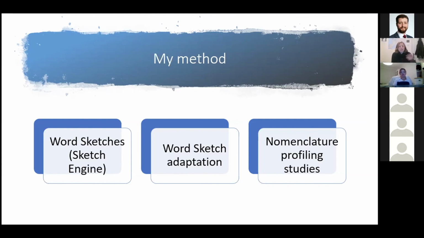And then I will describe in just a moment. Once I'd decided to use this feature, I went on to adapt the word sketches to look solely at the terms of interest. And then finally, I developed what I've called nomenclature profiling studies, in which I did small case studies, even looking at specific species, and I was comparing them against official resources.